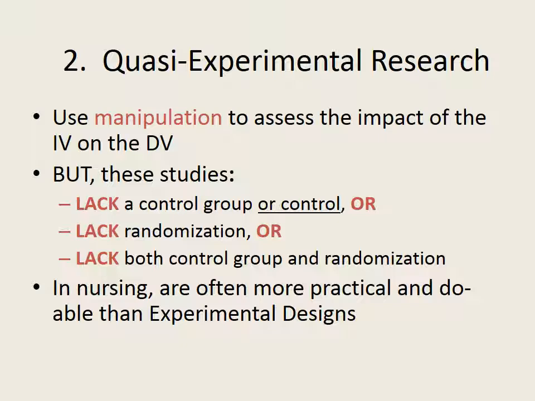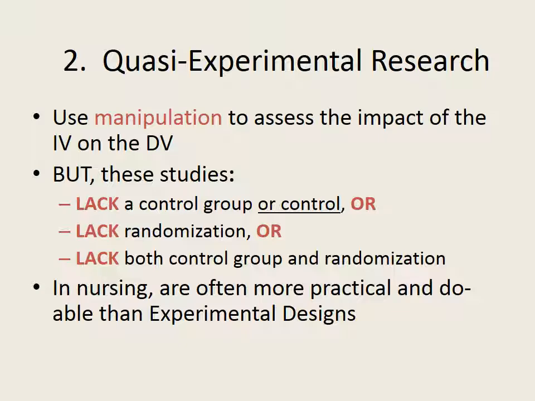Now, the second type of quantitative study that is most common is quasi-experimental. We still have an experiment. We still use manipulation to assess the impact of the independent variable on the dependent variable, but we're just missing one thing. We can lack a control group, we can lack randomization, or we can lack both the control and randomization. So you can either lack one of those things or all of those things. As long as you've got an intervention, you're quasi-experimental.